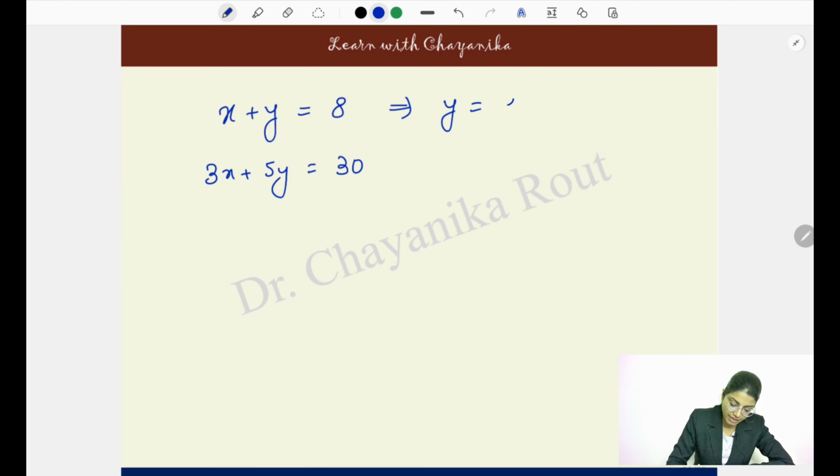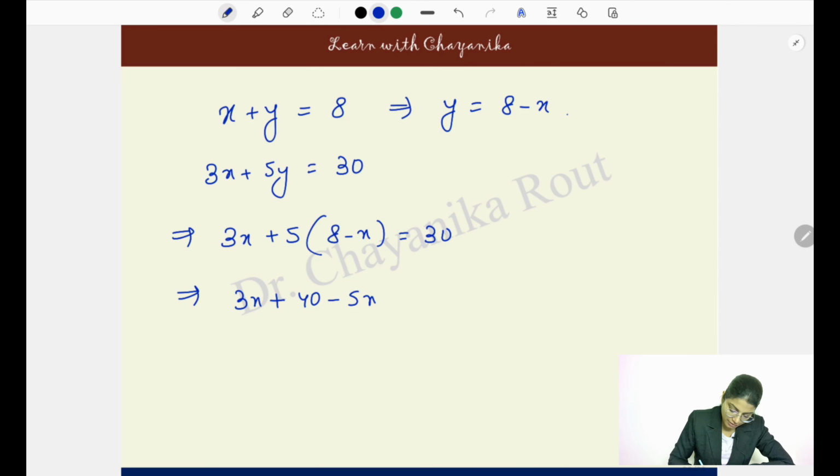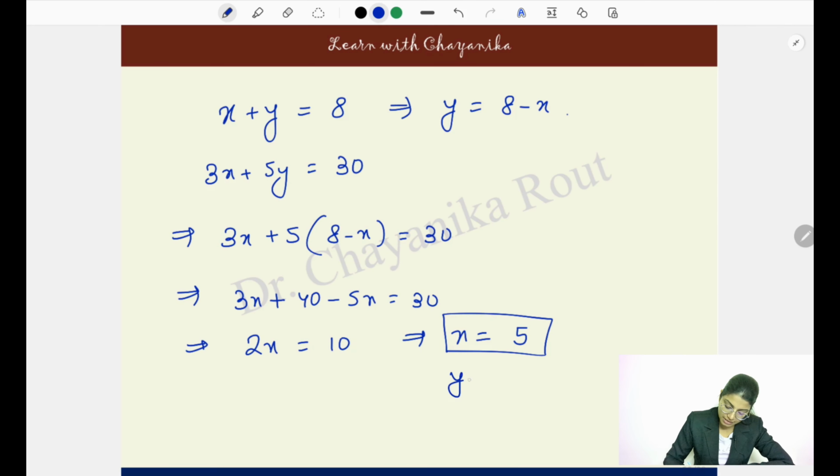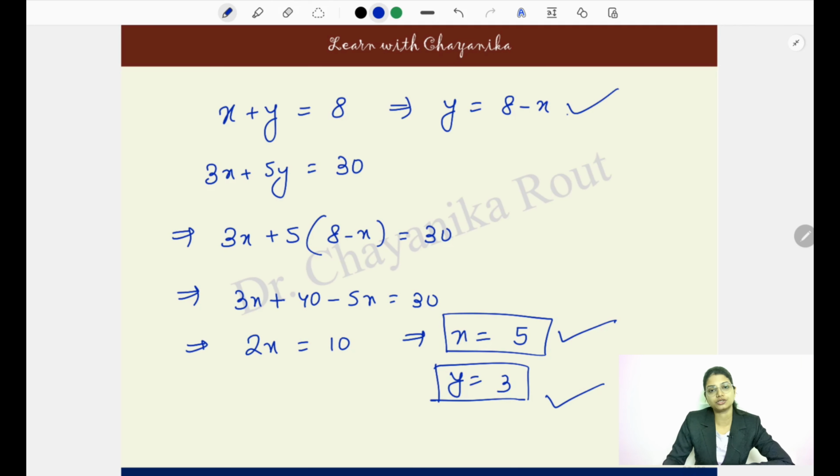Here we have y is equal to 8 minus x. So here, in place of y, we put 8 minus x. And if we solve it, we get 3x plus 40 minus 5x equal to 30, which gives us 2x is equal to 10, that means x is equal to 5. As soon as x is equal to 5, y is 8 minus x, so 8 minus 5, that is 3. So there are 5 vertices of degree 3 each and there are 3 vertices of degree 5 each. That is the solution to our problem.